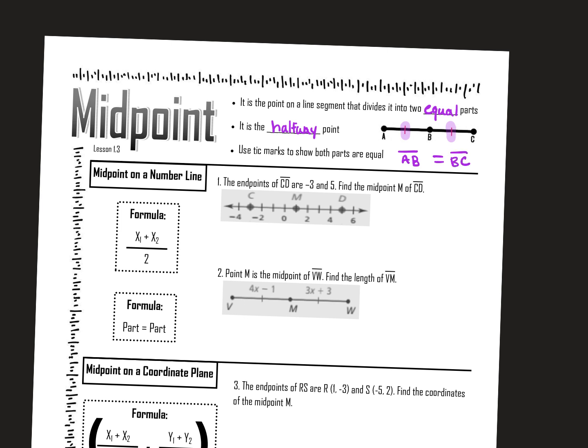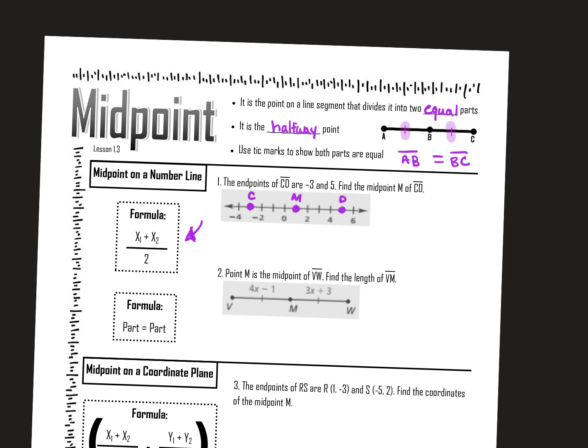All right, now moving on to question 1 down here. It says the endpoints of CD are -3 and 5. Find the midpoint M of CD. So what we can do here, y'all, is use our formula that is laid out for us in this little handy dandy box. It says to take the first point plus the second point and then divide it by 2. So right here we have point C. Over here we have point D. And then right smack dab in the middle, we have point M.